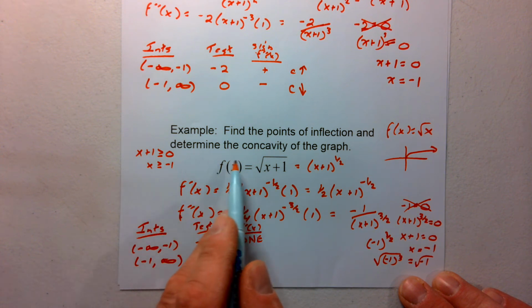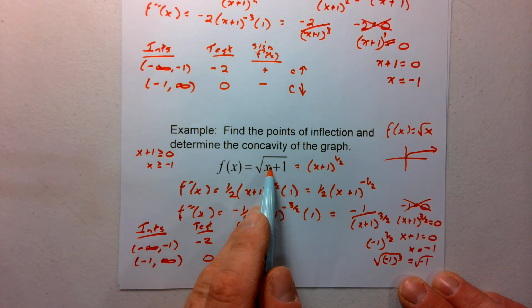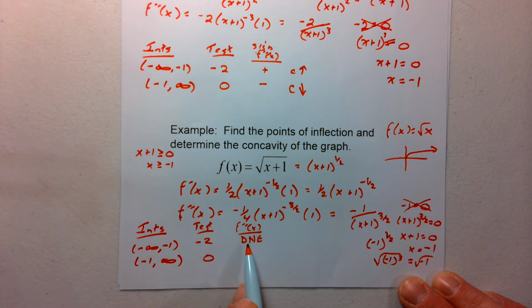So again, you could realize that from the original graph and knowing that you're working with a radical and we have restrictions, or we're going to see that within our chart as well. So either way works for me.